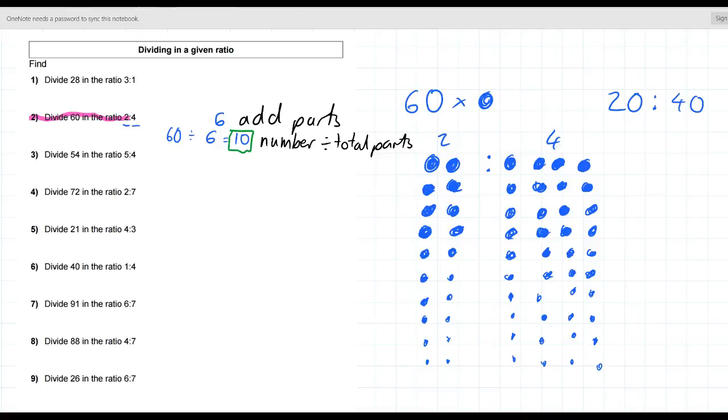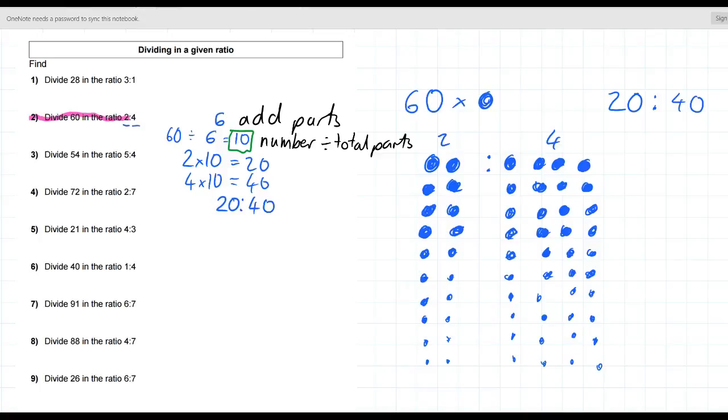So 2 times 10 equals 20. That's 20 dots. To 4 times 10 equals 40. That's the 40 dots. Okay, so we just write it out in our ratio of 20 to 40.